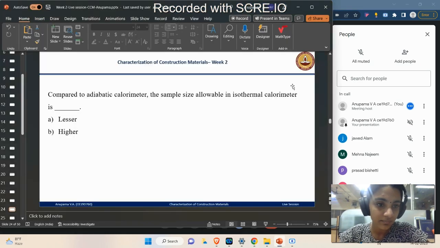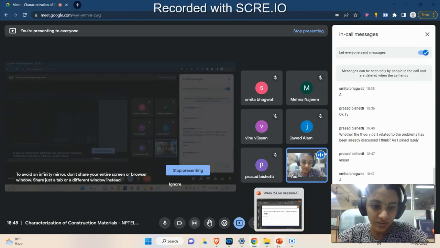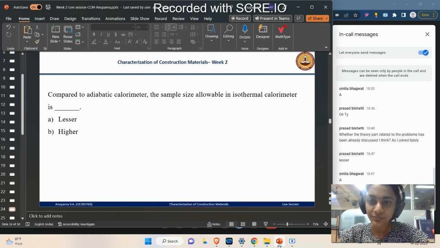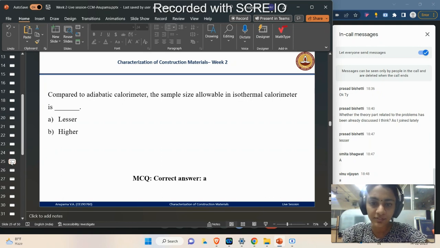Okay, we have five people here. Okay, Smita also goes with A, which is lesser. So compared to adiabatic calorimeter, the sample size allowable in isothermal calorimeter is lesser or higher. That's the question. Minu also goes with lesser. Okay, I think it was a pretty easy question and straightforward question.